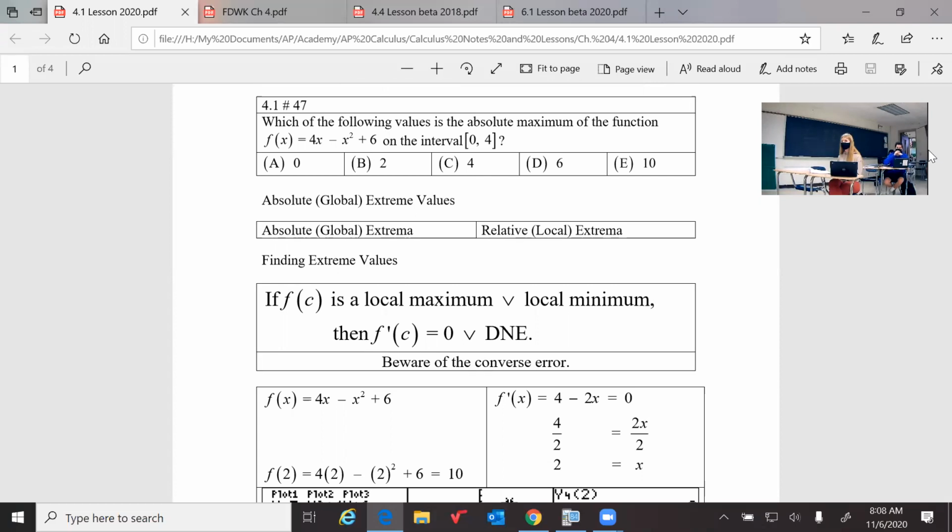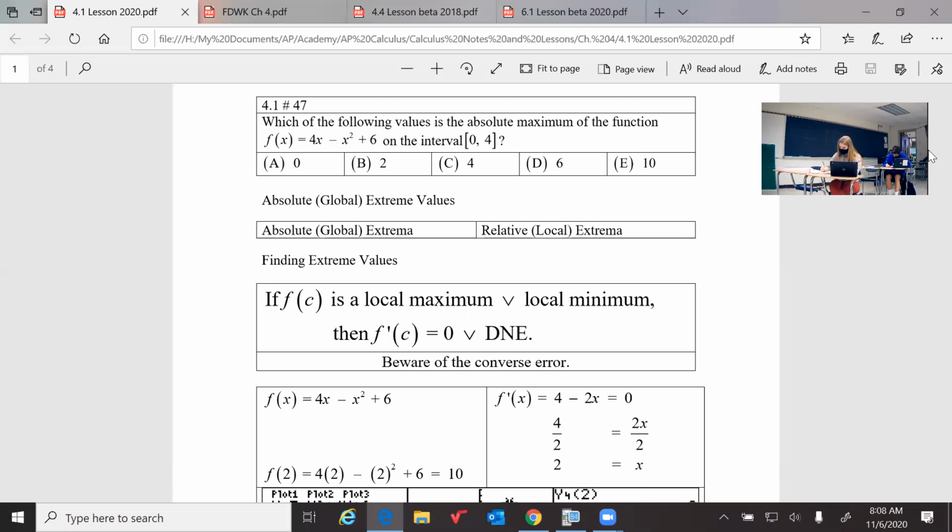So, if c in the function is a local max or a local min, that inverted V or that V, so 2 is the c in that problem, then the derivative at c is 0 or fails to exist, does not exist.